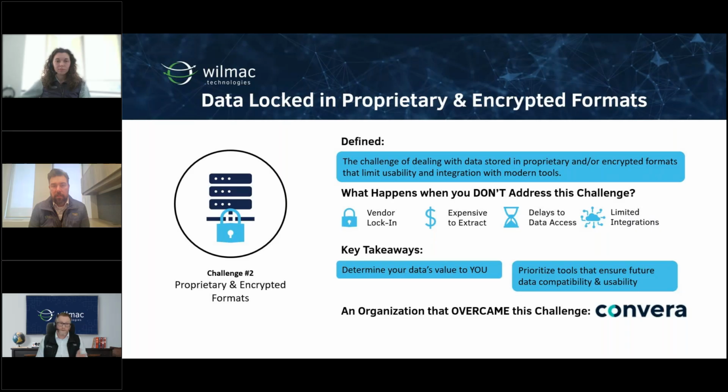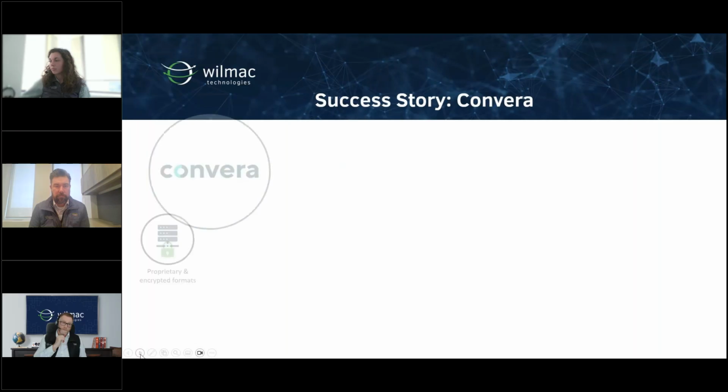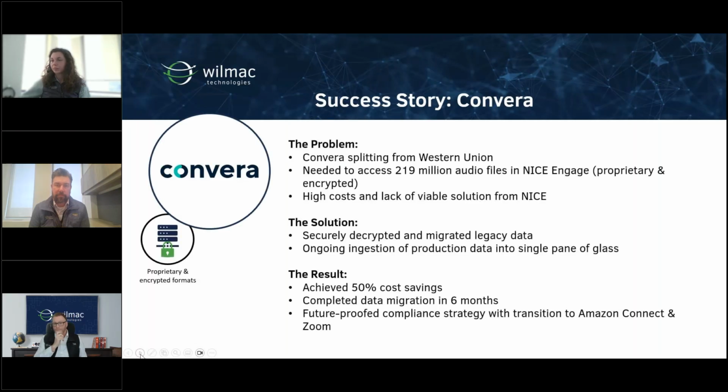I think, just using that as an example as well, we could maybe move on to the success story with regards to proprietary. We're looking at a company here called Convera. Convera was splitting from another part of the organization, Western Union, but they had over 219 million calls. As I mentioned with the metadata, some of that was easily identifiable as Convera, and some of it was easily identified as Western Union, but they didn't have the appropriate tool set to split that down.